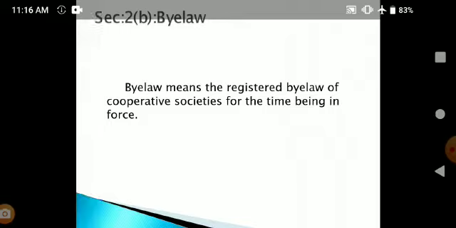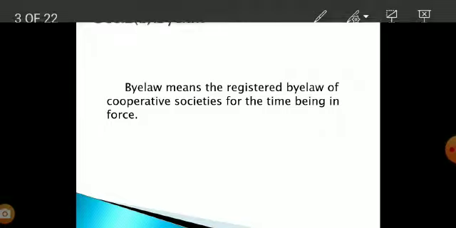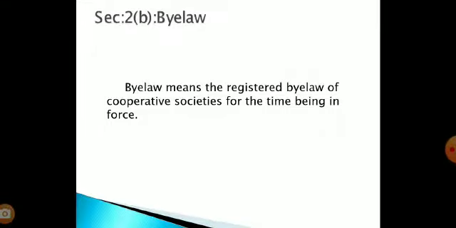And the next, section 2 subsection B defines bylaw. Bylaw means the rules and regulations of the society, the document which specifies the rules and regulations of the working of the society. Here the act defines bylaw. Bylaw means the registered bylaw of a cooperative society for the time being in force.